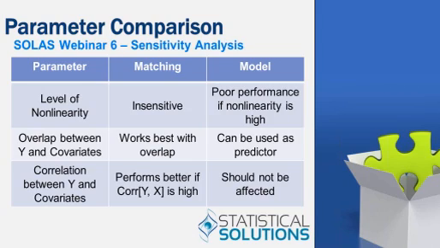Whereas if we contrast that to the model-based methods, where we're looking at linear modeling or logistic regression modeling, the performance is not as strong when it comes to levels of nonlinearity. If nonlinearity is high, the regression modeling can get into a tricky spot. But if there's no overlap between the independent or the outcome variable and the covariates, then we can use these models as predictors, and the models are not affected by correlation between y and the covariates.